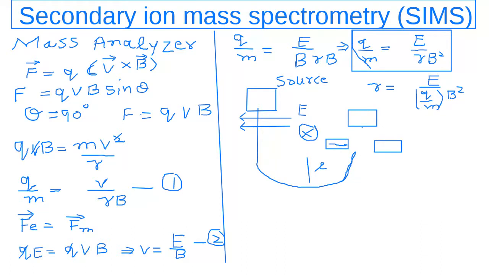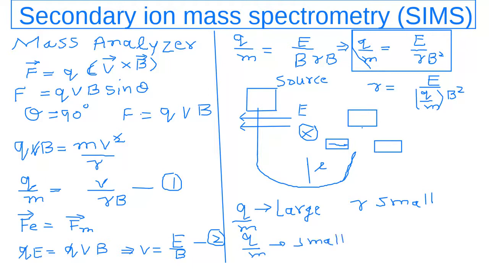Let me make it clear. If Q by M is large, in that case R will be small. And if your Q by M is small, in that case R will be large.